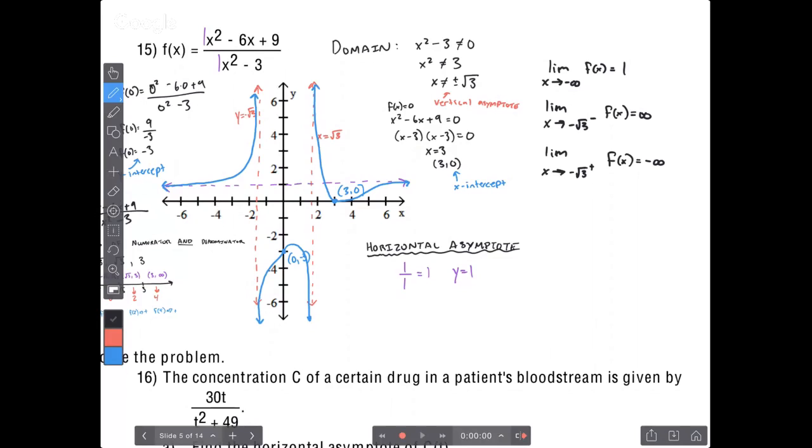The same thing is true at positive root 3. We could use limits there. And I'll do one more. We should be able to say that the limit as x approaches infinity of f of x is equal to 1.